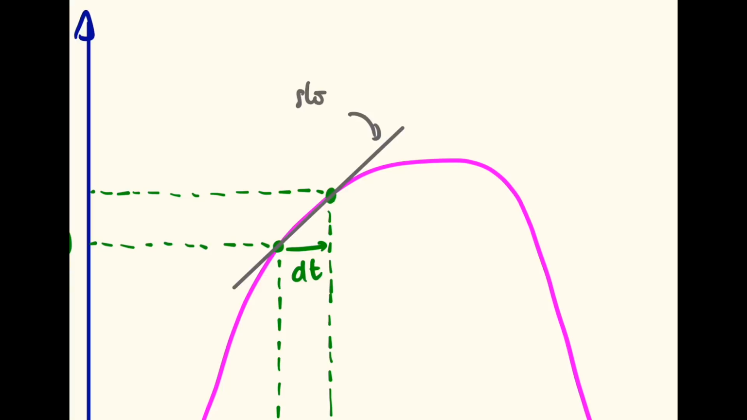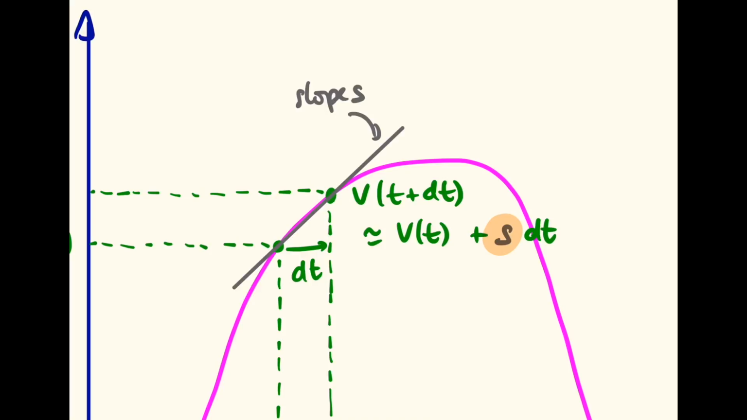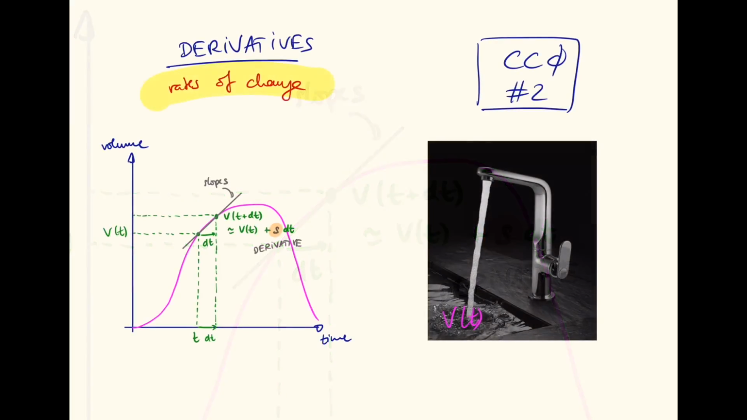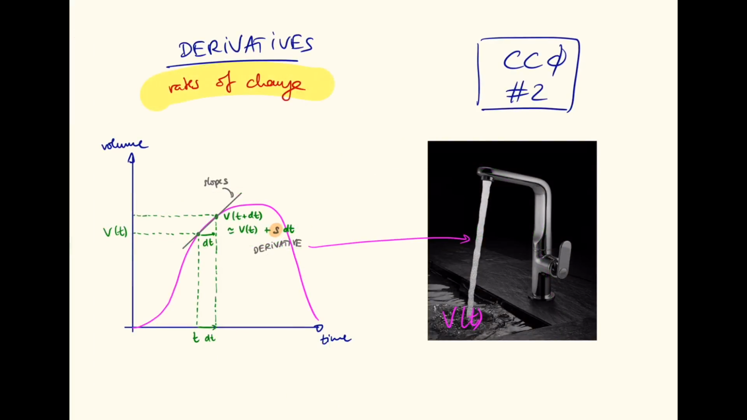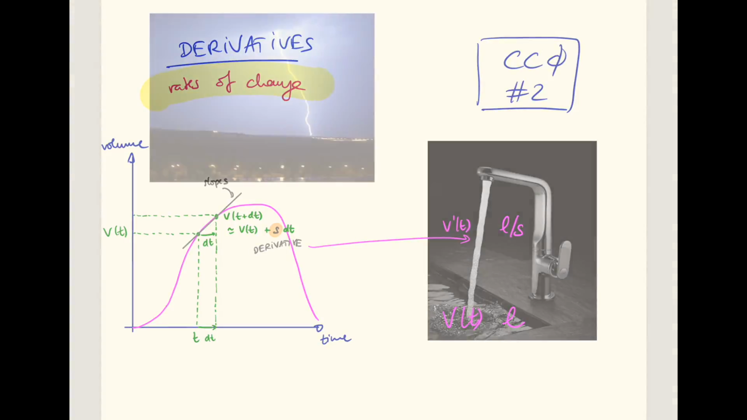This line has some slope s. Then the new volume is the old volume v of t plus s times dt. The slope is thus the rate of change of the volume, or in fancy words, its derivative. So the derivative is the rate with which water flows into or out of the sink. As this rate may itself change over time, it is a function which we write v prime of t. While the unit of volume is liters, the unit of its derivative, the flow rate of water, is liters per second. Let's look at a few other quantities and their rates of change.